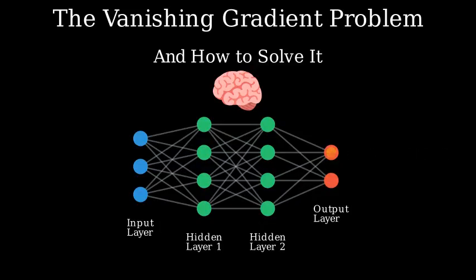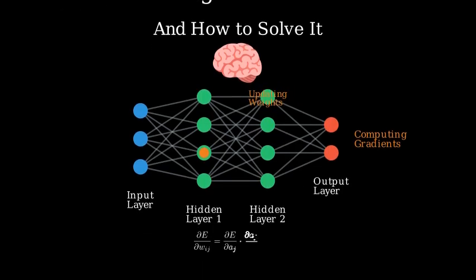To improve the network's predictions, we use a process called backpropagation. First, we calculate the gradient of the error with respect to each weight in the network. Then, we update the weights in the direction that reduces the error. This calculation uses the chain rule of calculus, where gradients are multiplied as they flow backwards through the network.